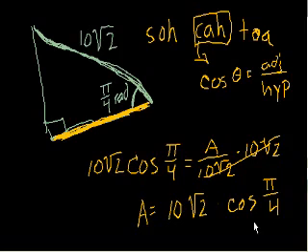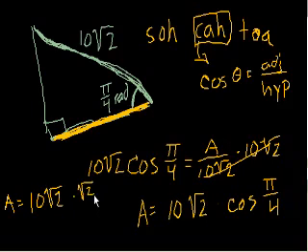Or, and this is kind of the old school way of doing it, there are trig tables where you could look up what cosine of pi over 4 is in a table. Since I don't have any of that at my disposal right now, I'll just tell you what the cosine of pi over 4 is. The cosine of pi over 4 is square root of 2 over 2. So A, not area, A, which is the adjacent side, A for adjacent, is equal to 10 square roots of 2 times square root of 2 over 2.